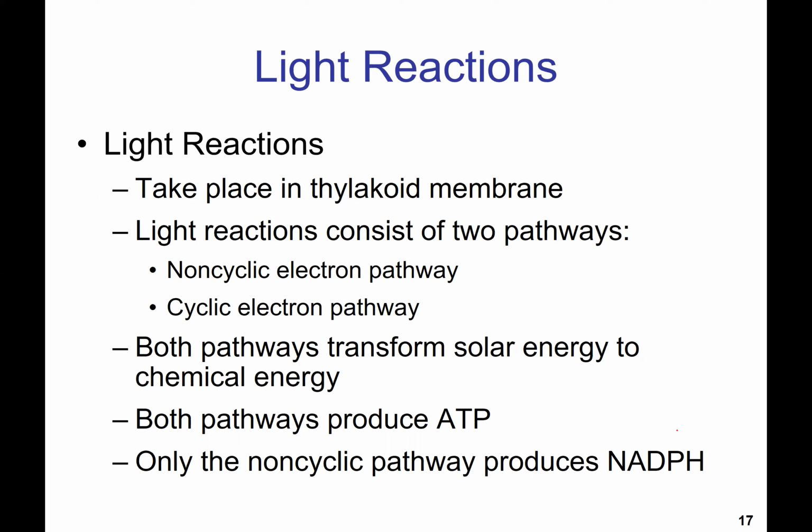That's what you're going to need to know for photosynthesis. So for the light reactions and the Calvin cycle, you're just going to need to know what goes in, what comes out, and where that happens. The light reactions take place in the thylakoid membrane. There are two pathways, the non-cyclic electron pathway and the cyclic electron pathway. We're just going to hit on those two briefly.